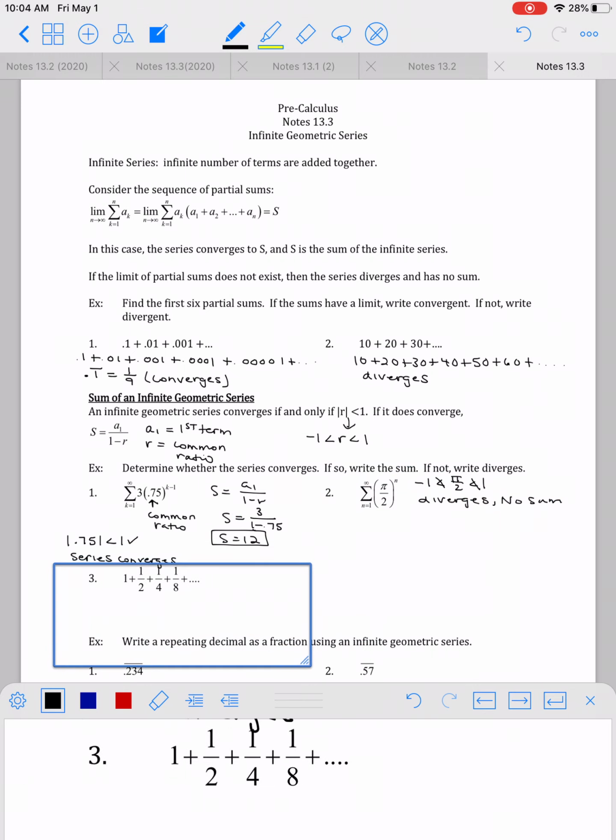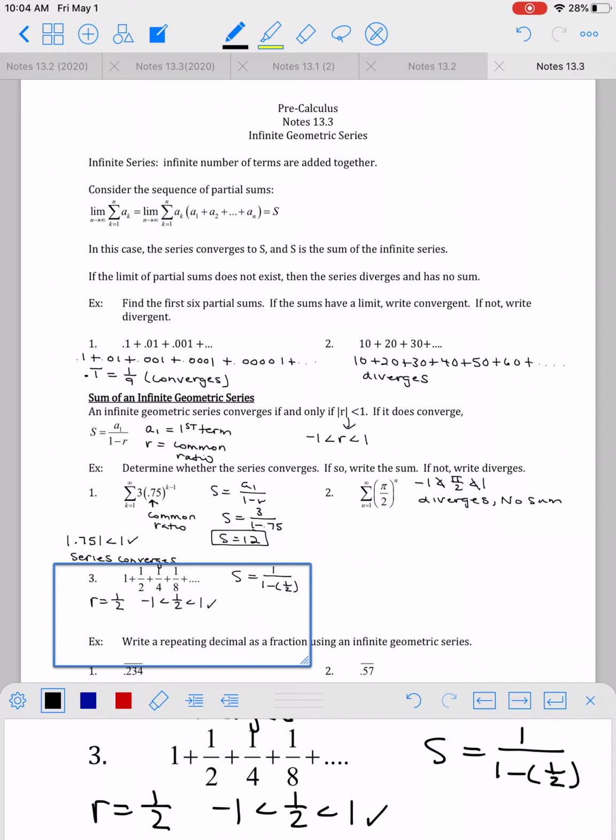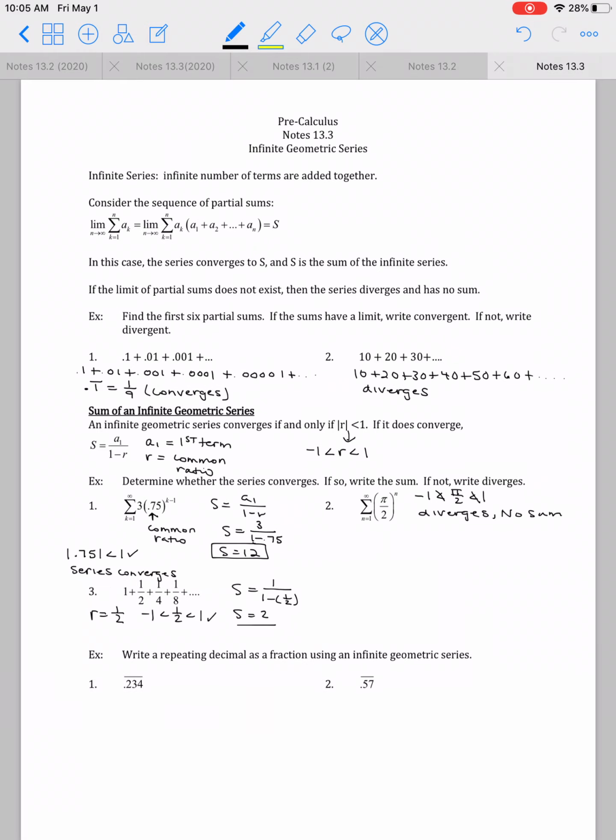Okay, we look at this, we have to find the r. So what am I multiplying term to term here? r is equal to 1/2. And if I check it, 1/2 is between -1 and 1, so I know this converges. That's a check. So to find my sum, my first term is a 1, and then it's 1 minus 1/2, and so my sum would be 2. What's happening is the fractions are going to get smaller and smaller, so what we're adding is not very significant, and that's why it converges at 2.